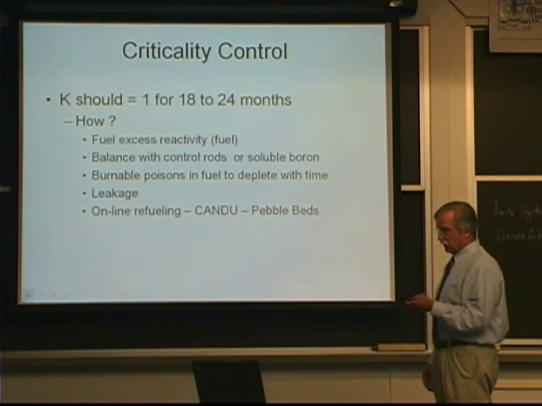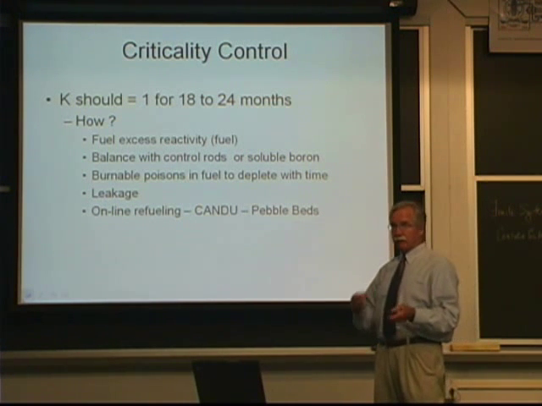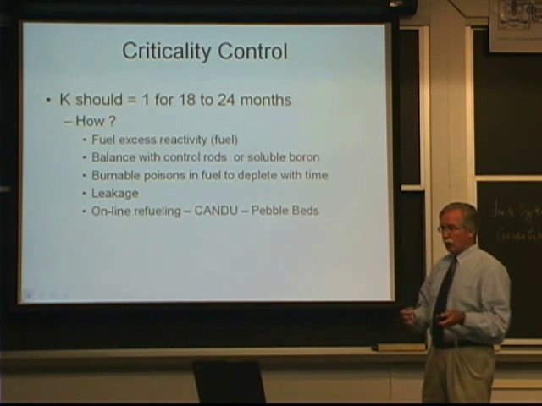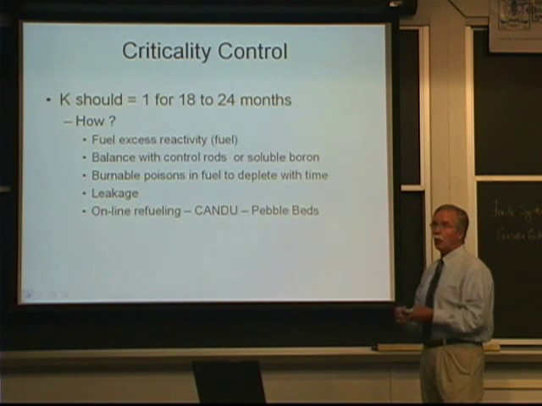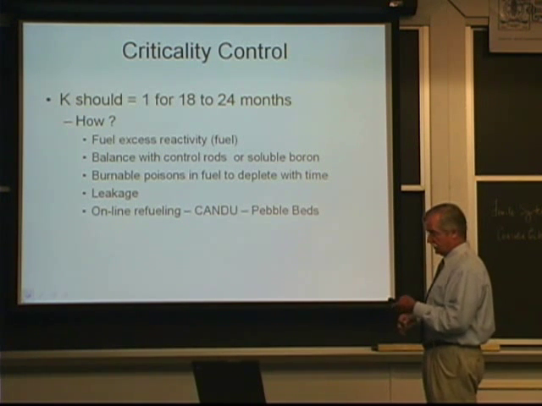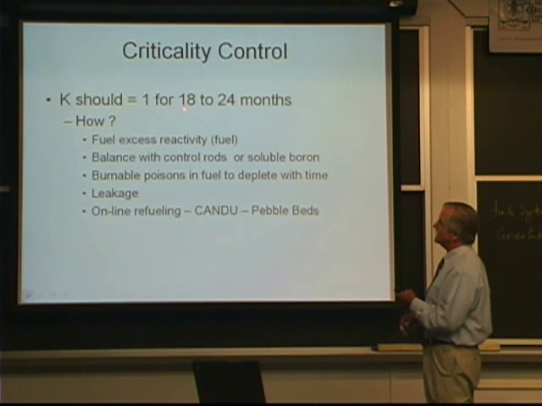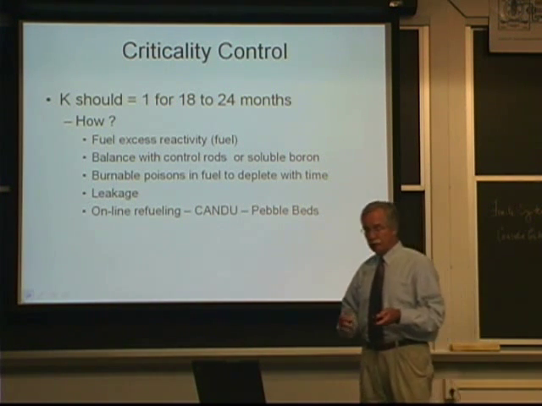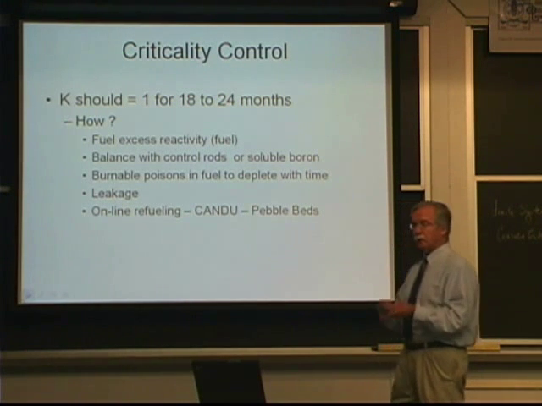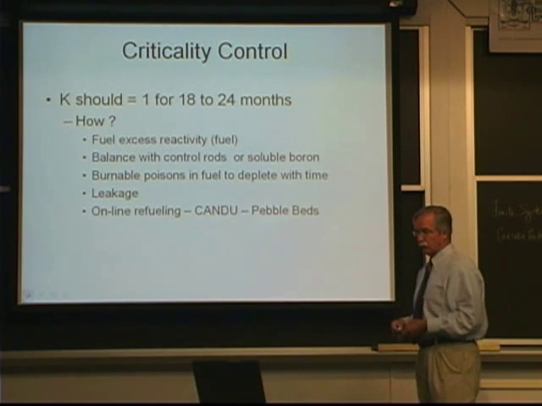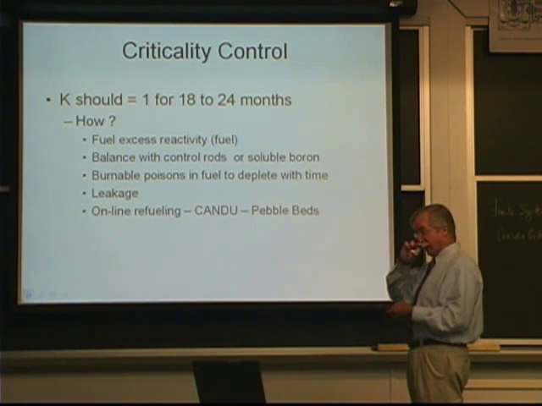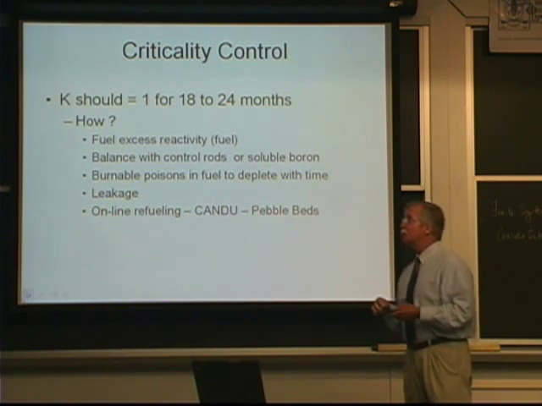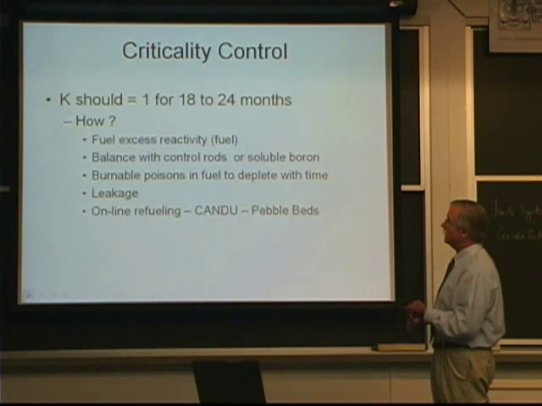Now, the question for the reactor designer at first is, how long should K be one before you need to refuel? The choices people used to make were a 12-month annual cycle, where the reactor would be shut down, refueled, and operated for 12 months. Right now, reactor designers are going to much longer time periods, these being 18 to 24 months.